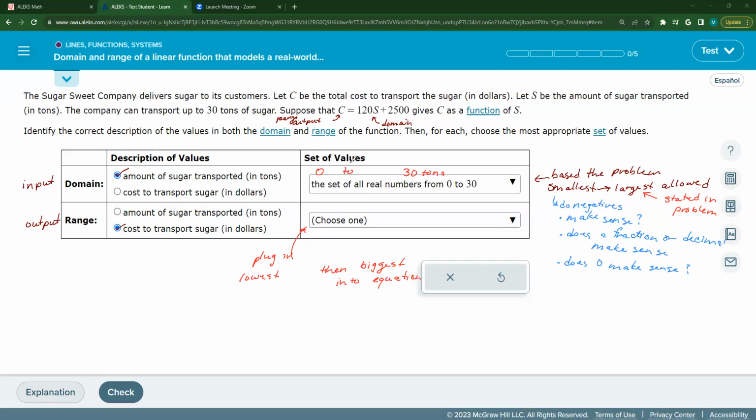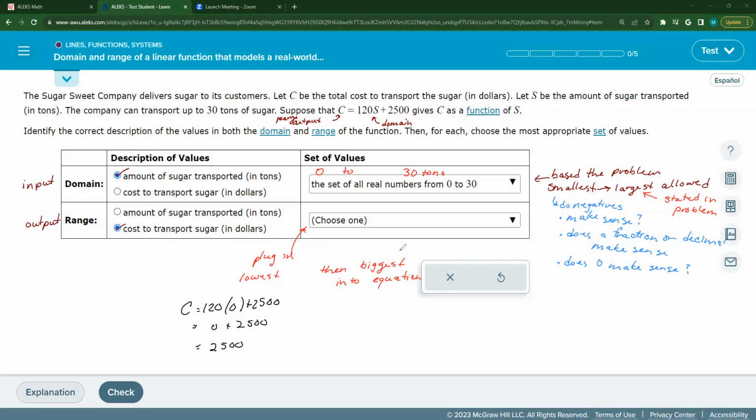Okay, so my lowest is 0. So I'm taking my equation. I'm going to change colors here so that I remember what I'm going to be erasing. So I have C equals 120, plugging in for S the smallest number, so I'm plugging in my 0, and then plus 2,500. So this is just going to be 0 plus 2,500. So 2,500 is going to be my smallest.